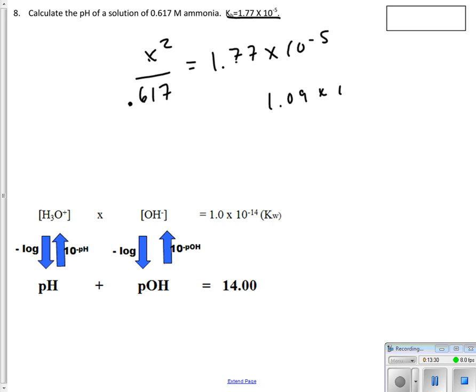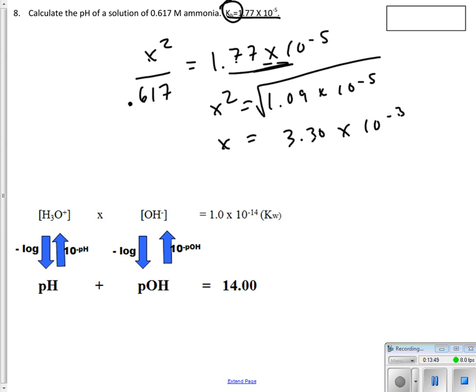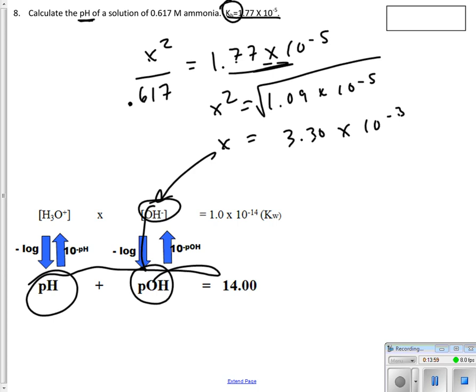Then, to get x, I just take the square root of that sucker. I'm going to square root that, and I'm going to get 3.30 times 10 to the negative third. At that point, since this is a Kb, that means x is equal to OH minus. They're asking me for pH, so how do I find pH? Negative log, I get pOH. Subtract it from 14, bam, I get pH. So my first step is negative log. Remember, 3 sig figs going in means 3 decimal places for pOH. I'm going to get 2.481.